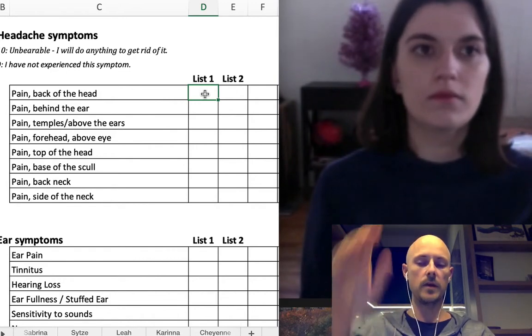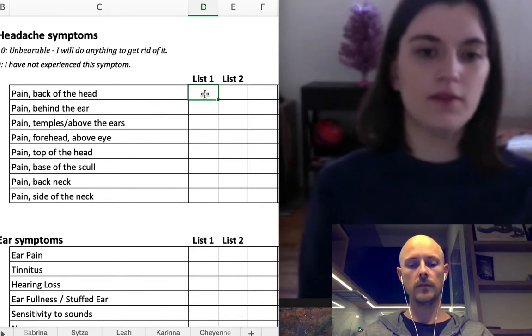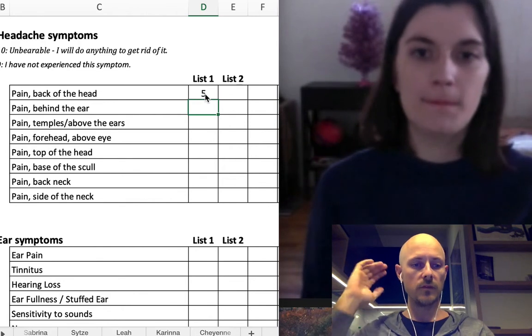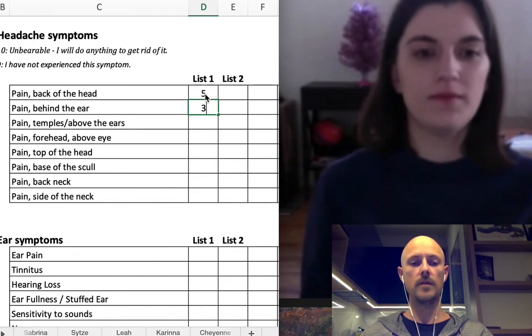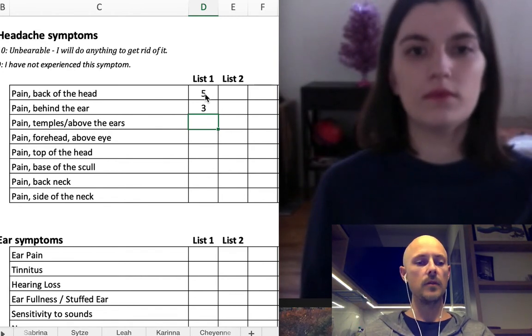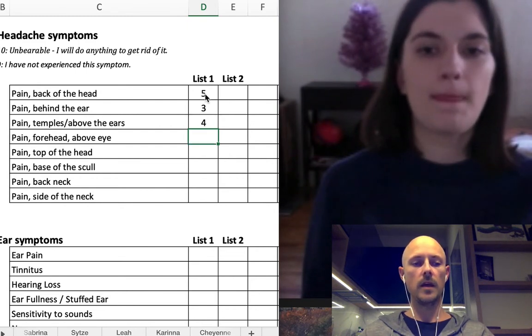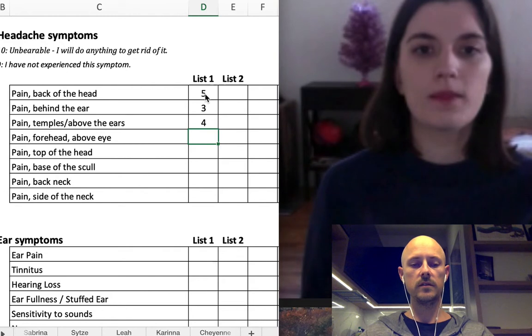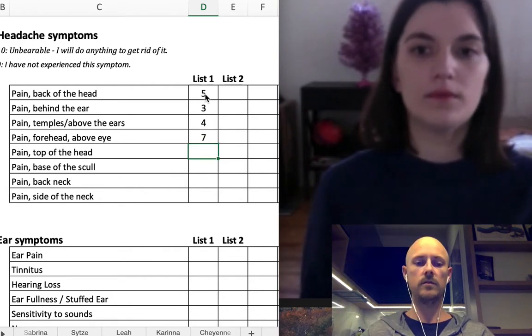So the first headache symptom you need to give a number to would be pain in the back of the head, or headaches in the back of the head. 5. Yeah, all right. And then we have pain behind the ear. 3. Yeah. And just to remind you again, 10 means it's really, really bad. And then we have pain in the temples or above the ears. 4. And pain in the forehead or above the eyes. 7. And on top of the head. 3.